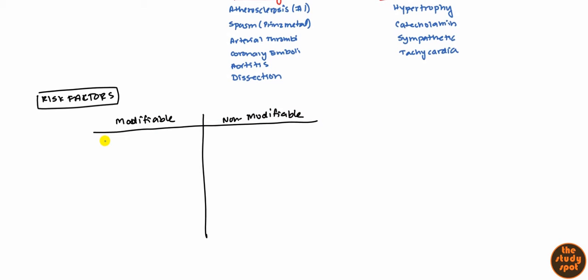Modifiable, one of the biggest causes is going to be high LDL, and again, this is going to be the primary cause for atherosclerosis. So trying to decrease that LDL below 100 is very important in trying to limit the occurrence of coronary artery disease. Also, low HDL is another cause there. Then we have hypertension, diabetes, decreased activity, obesity, and smoking. So these are all modifiable causes.